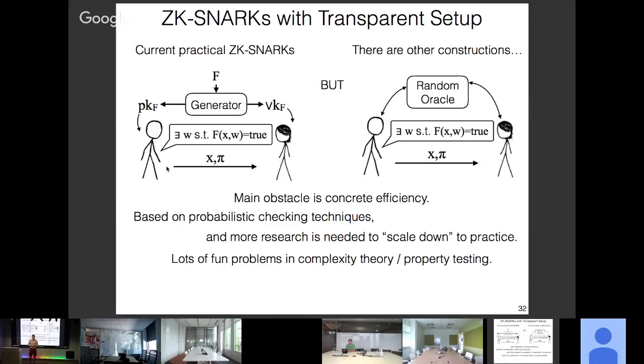Formally, it is basically constructing this type of zero-knowledge proofs in the random oracle model, if you know what it is. I hope that answers the question.